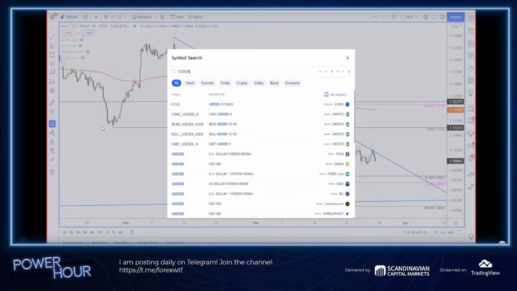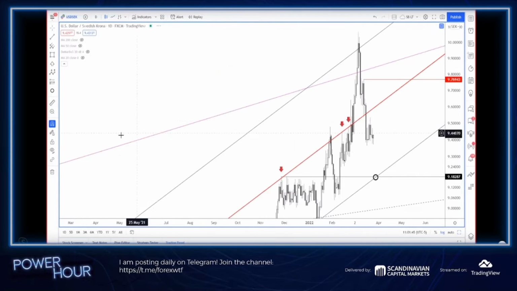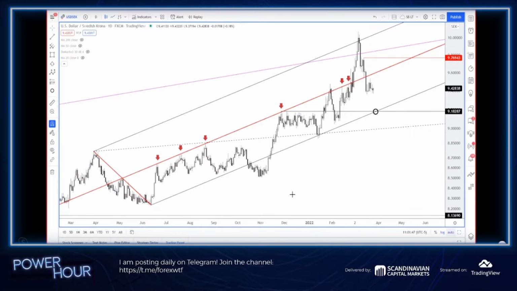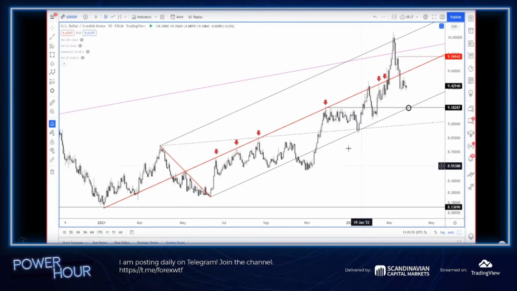I always look at dollar SEK when I look at euro. We did have a pretty decent bearish development here for the dollar. Again, we had that kind of bigger picture blow-off top, if you will, back in early March.